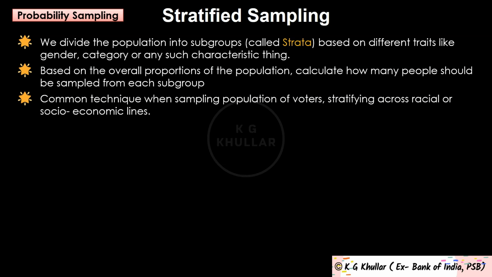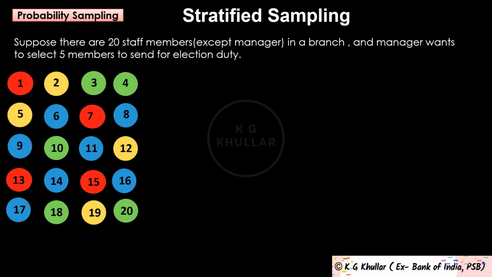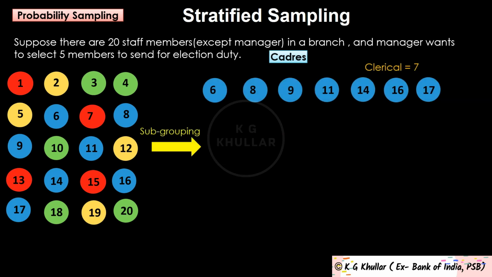So let's see the same example in which the branch manager wants to select 5 staff members for election duty. So what the manager can do here is that first he will divide the staff members into cadres, that is clerical, scale 1, scale 2 and scale 3.